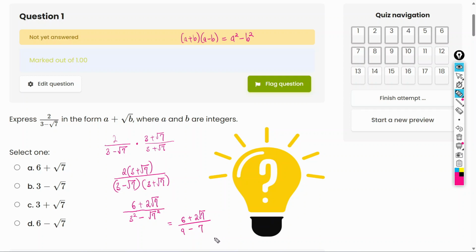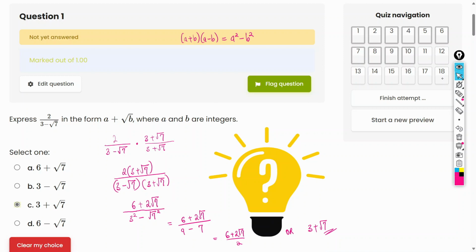So I'll end up with 6 plus 2 root 7 over 2, which can also be written as 3 plus root 7. That's the answer. The answer is C, where a is 3 and b is root 7.